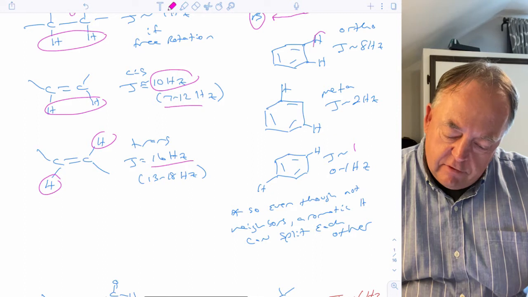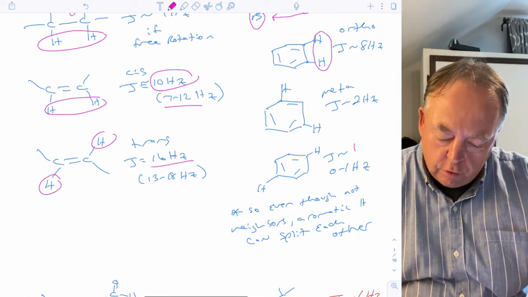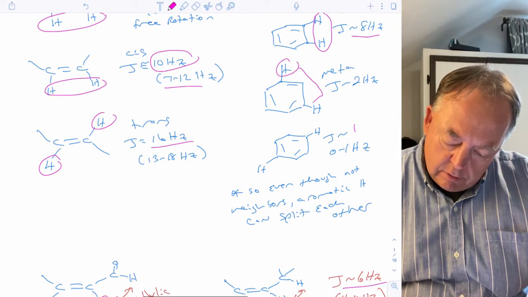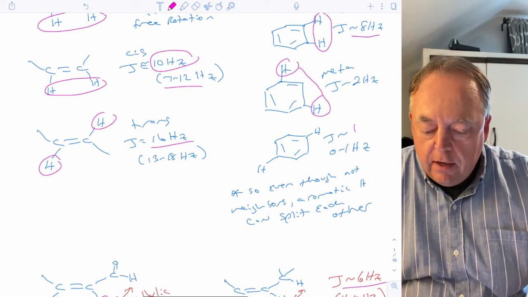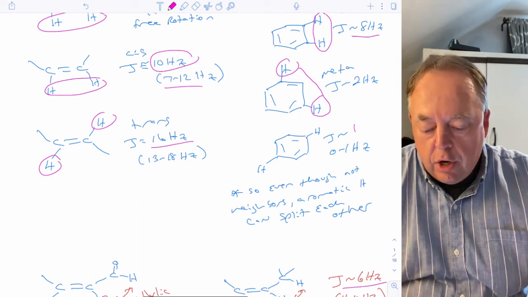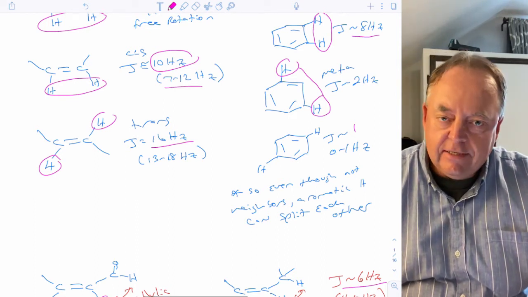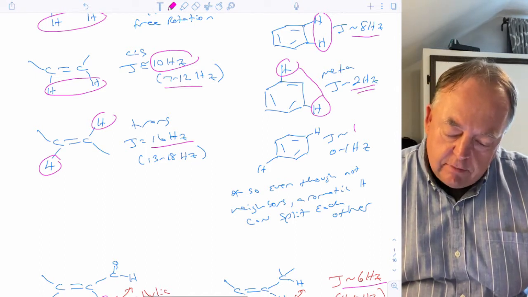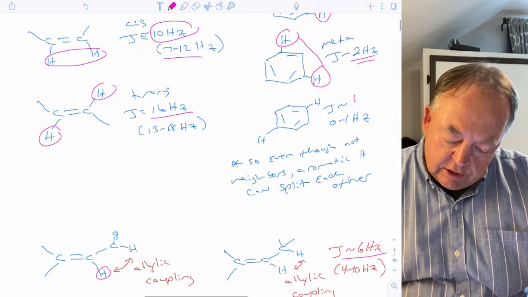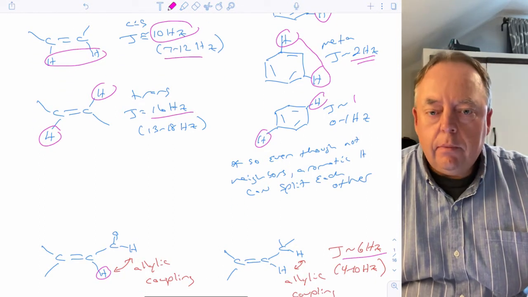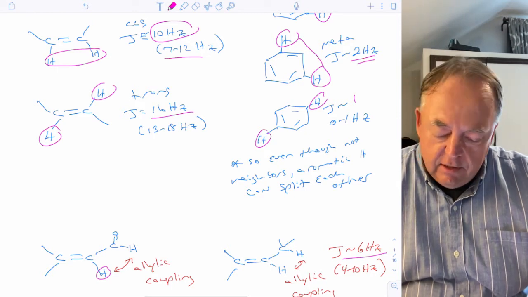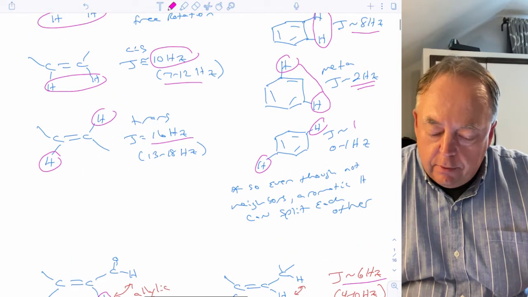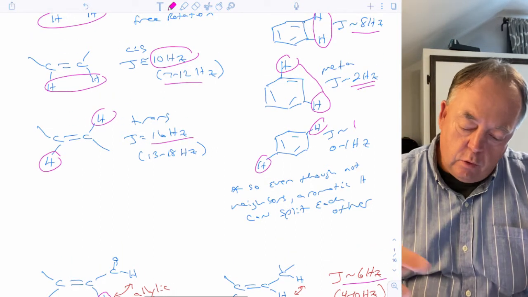Hydrogens on a benzene ring, so obviously these are neighbors, so they would split each other, so ortho coupling is about 8 Hertz. So this is a little bit different than what we've covered so far. These two hydrogens are not neighbors of each other because they're not on adjacent carbons, but they can still couple with each other. That's called meta coupling, and that's about 2 Hertz. Hydrogens on a benzene ring para to each other can even couple with each other, but those coupling constants are about 1 Hertz.